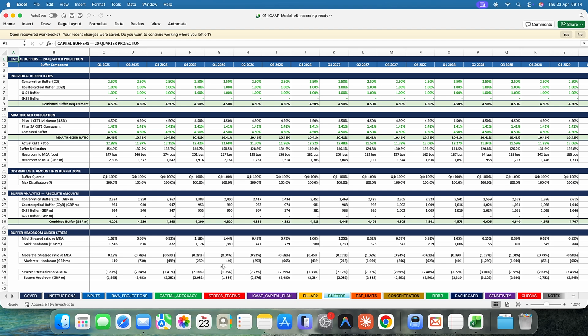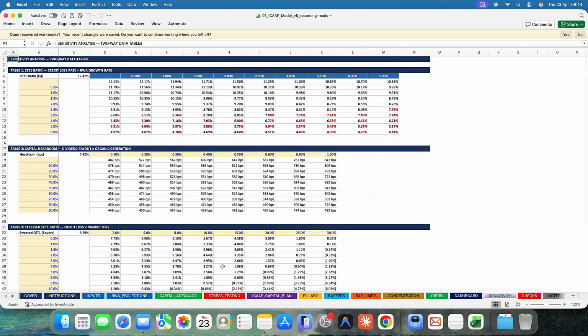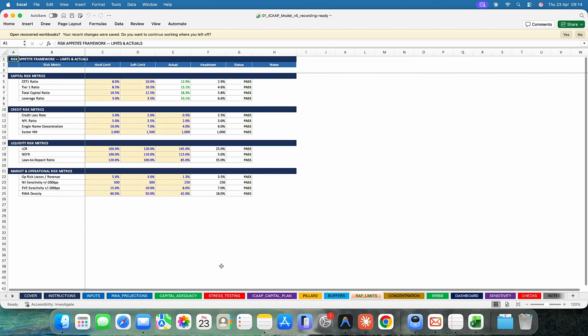The analytics. Two-way sensitivity tables. PD multiplier against RWA growth. Capital generation against dividend payout. The answers your risk committee will ask for live in the meeting, alongside the risk appetite framework.